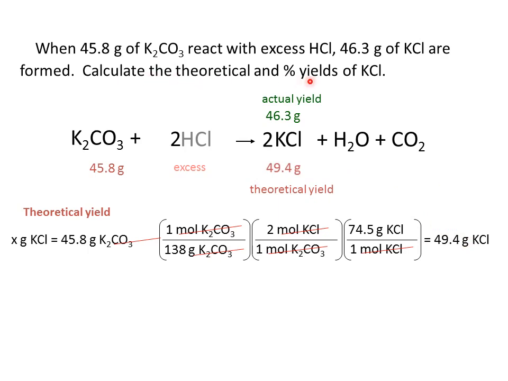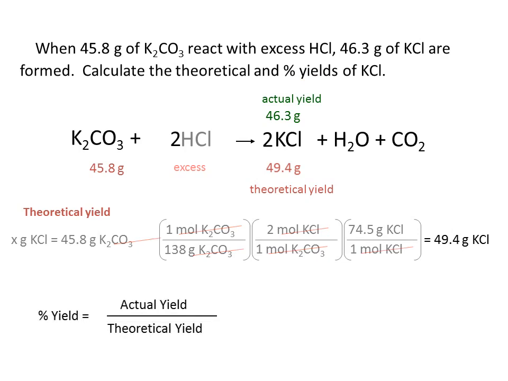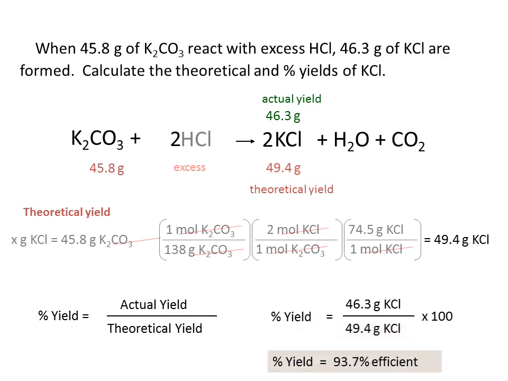So I've answered the question, calculate the theoretical yield. Now I just need to calculate the percent yield. And as you recall from the previous slide, percent yield is equal to actual yield divided by the theoretical yield. So I'm going to plug in some numbers here. The actual yield was 46.3 grams. So we'll put that into here. And the theoretical yield was 49.4 grams. That goes down here. And we solve this on our calculator, and we find out that the chemistry of this reaction is 93.7% efficient.